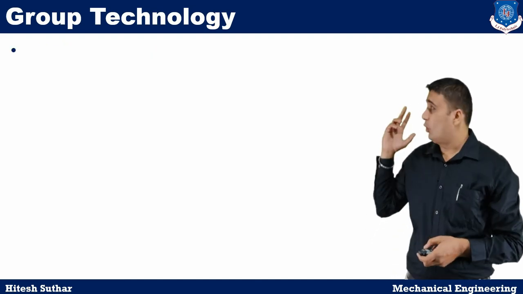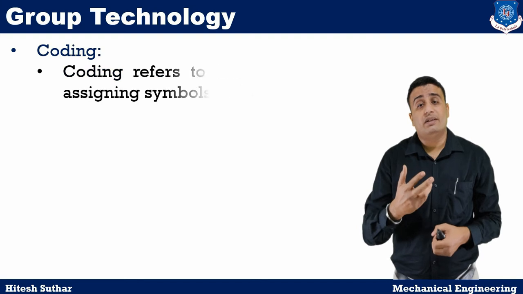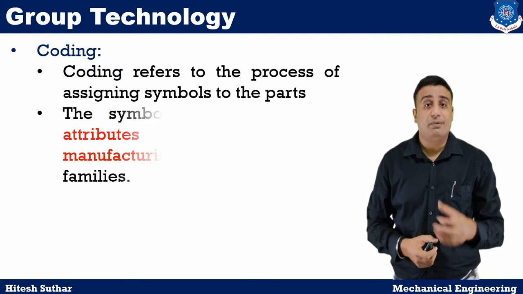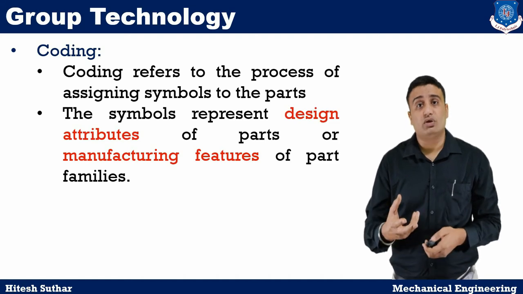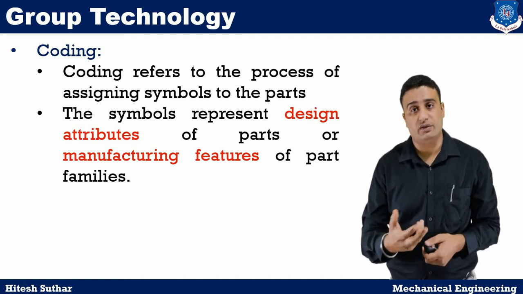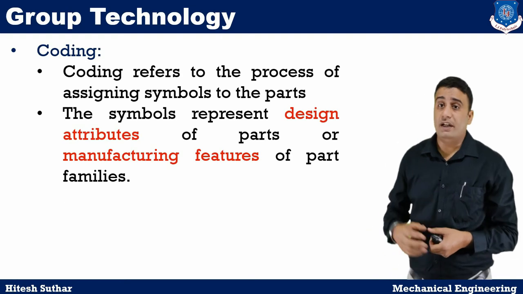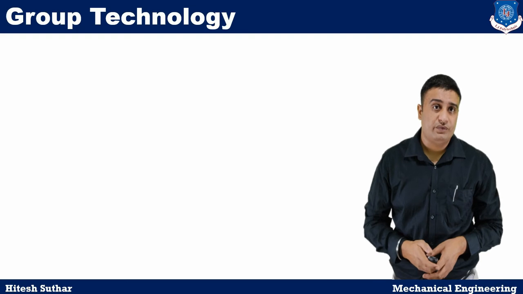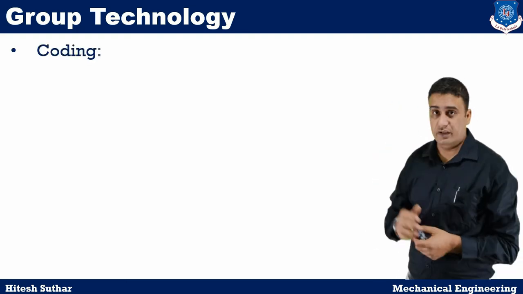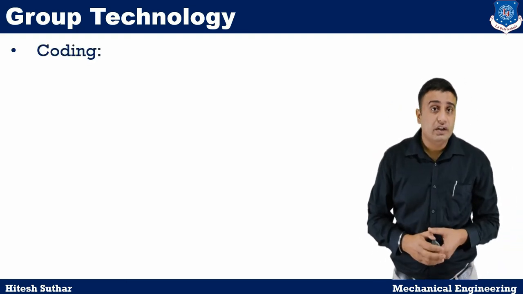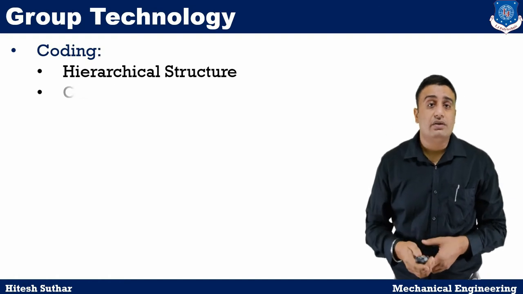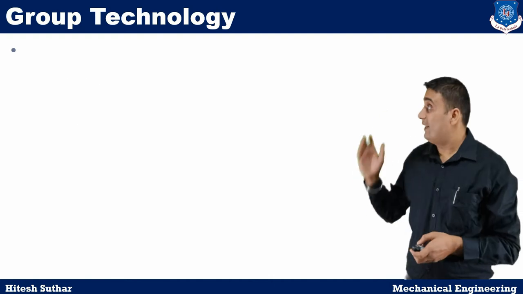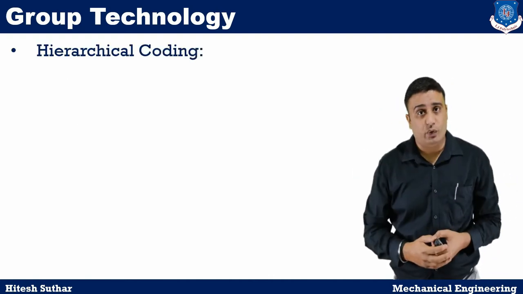So let's discuss coding. Coding refers to the process of assigning symbols to the parts. The symbols represent design attributes of parts or the manufacturing features of the part families. There are mainly three types of structure used in classification and coding. There are three methods of coding: hierarchy structure, chain structure and the last one is hybrid code. So let's start one by one. The first is the hierarchy coding.